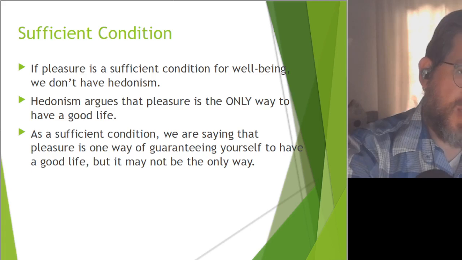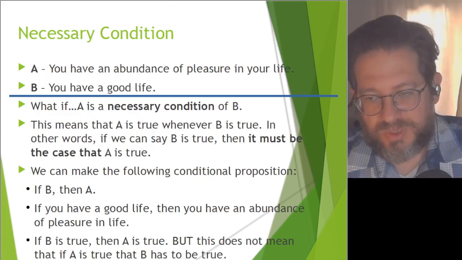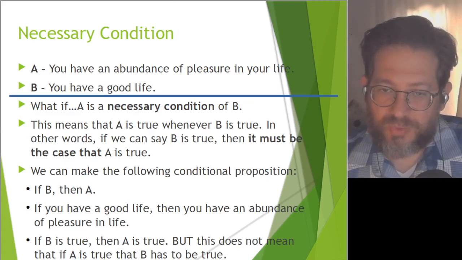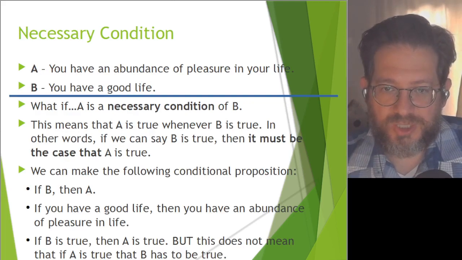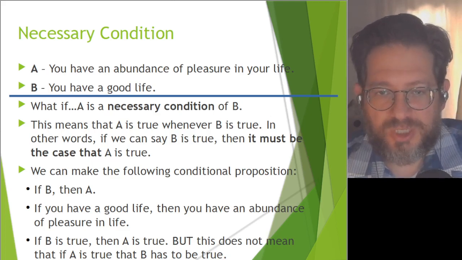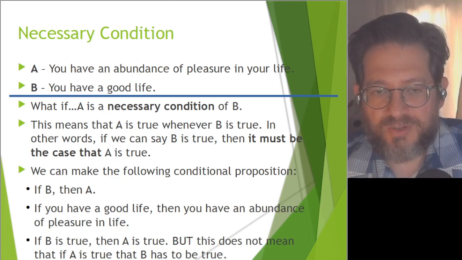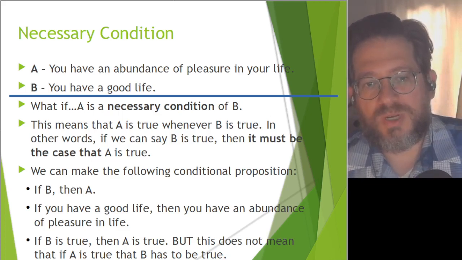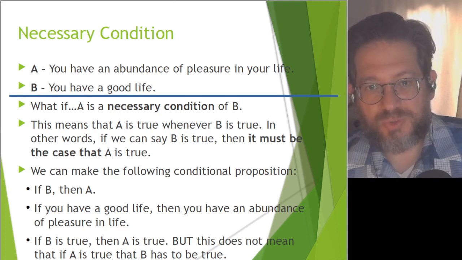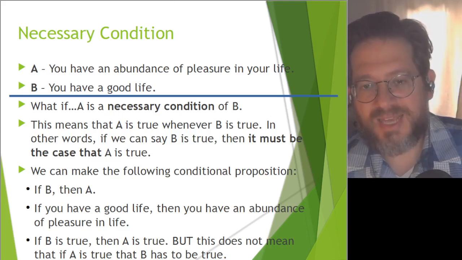Let's talk about a necessary condition. Same statements, same A and B. So what if the conditional relationship is a necessary condition, where A, having pleasure in your life, is a necessary condition for a good life, for positive well-being. So what does this mean? We have to unpack that. What kind of statement can we say then? Well, it means that whenever A is true, A has to be true whenever B is true.